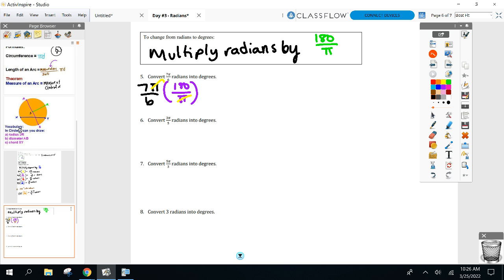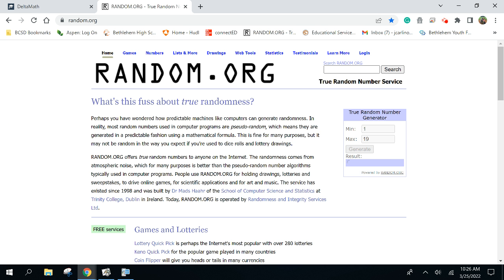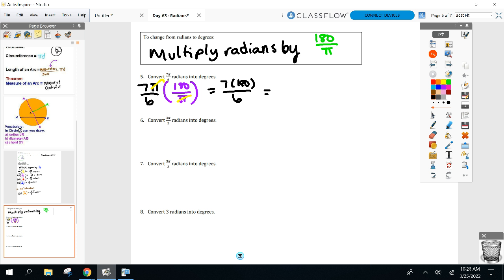So really what you end up doing is 7 times 180 over 6. That's what you're going to end up doing. Numerator times numerator. And I think if you just put it in your calculator, you should be fine too. If you just put it in the calculator with the pi's without crossing them out, you're still fine. And what are you left with? 210. Got it, 210.